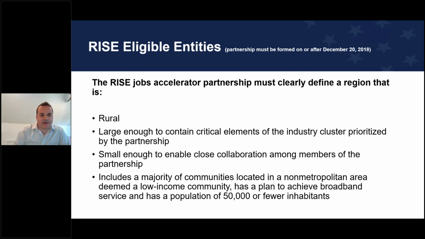So continuing, getting back into eligible entities, the RISE Jobs Accelerator Partnership must clearly define a region. The goal of this program is broad in giving an applicant the ability to define the region that they're targeting. But there are certain requirements of that region. Mark mentioned at the beginning of the presentation, the region must be rural. It must be large enough to contain critical elements of the industry cluster prioritized by the partnership, yet small enough to enable close collaboration among members of the partnership. And it includes a majority of communities located in a non-metropolitan area deemed a low-income community that has a plan to achieve broadband service and has a population of 50,000 or fewer inhabitants.